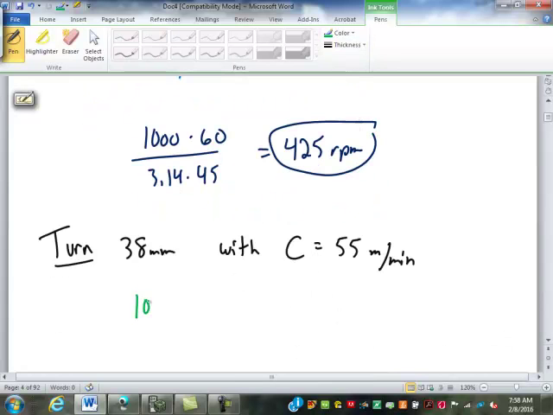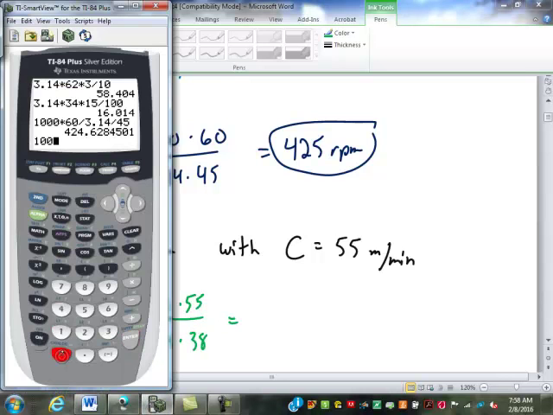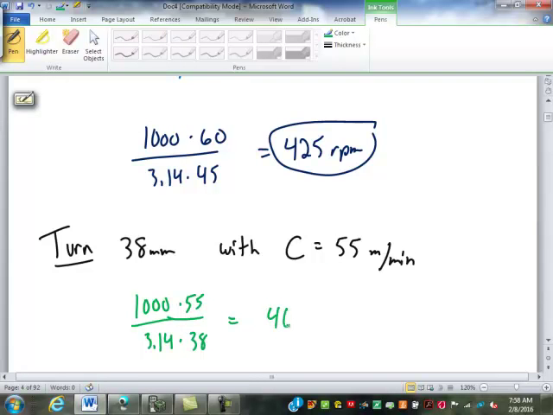So 1,000 times what? 55 over 3.14 times 38. Again, note that I had to put parentheses around that so I could get it on there. 461.